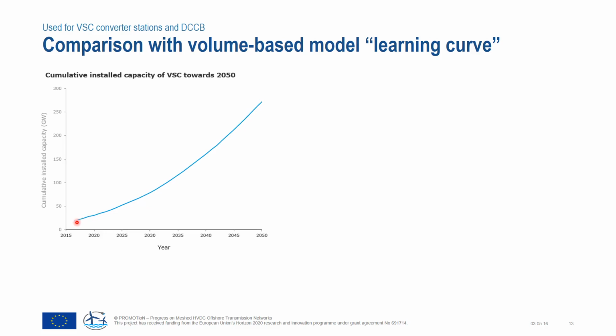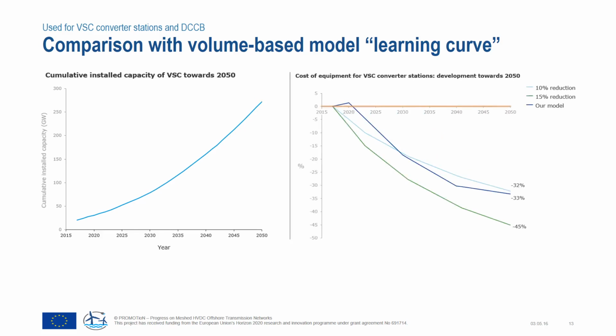Here, of course, you can see that we predict the cumulative installed capacity will increase from around 30 gigawatt in 2020 to around 270 gigawatt in 2050. Using such a prediction, we compare our cost level, which is the blue curve, with two different reductions. The light blue curve assumes that for each doubling of cumulative installed capacity, the unit cost decreases by 10%, and the green curve is the same, but with a 15% reduction. So you see that our prediction is in between those two curves.